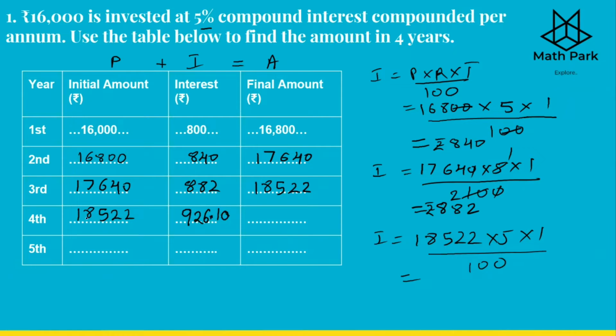Add this: 18,522 plus 926 rupees and 10 paise. When we add, we get 19,448.10, and this is the required thing. We don't have to calculate the rest, because we are asked to find the amount in 4 years. So the amount in 4 years is 19,448 rupees and 10 paise. Got it?